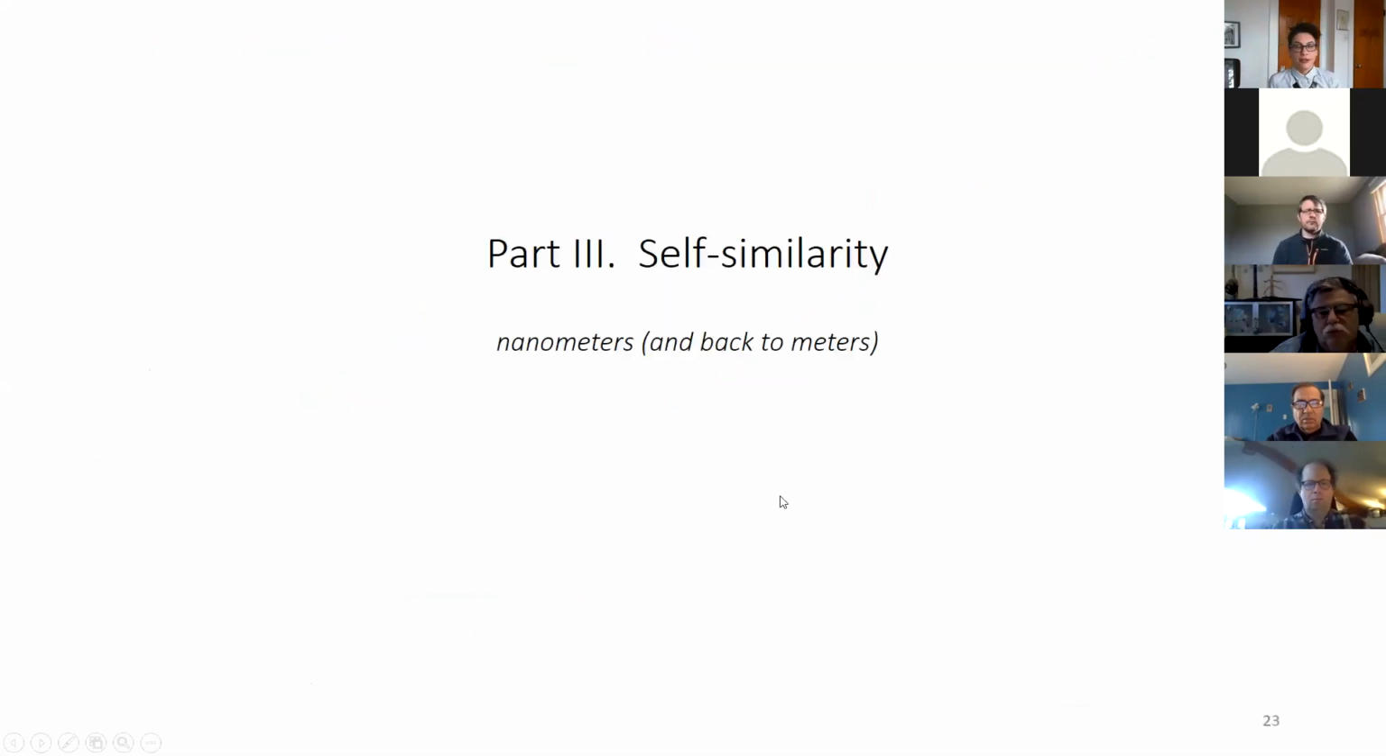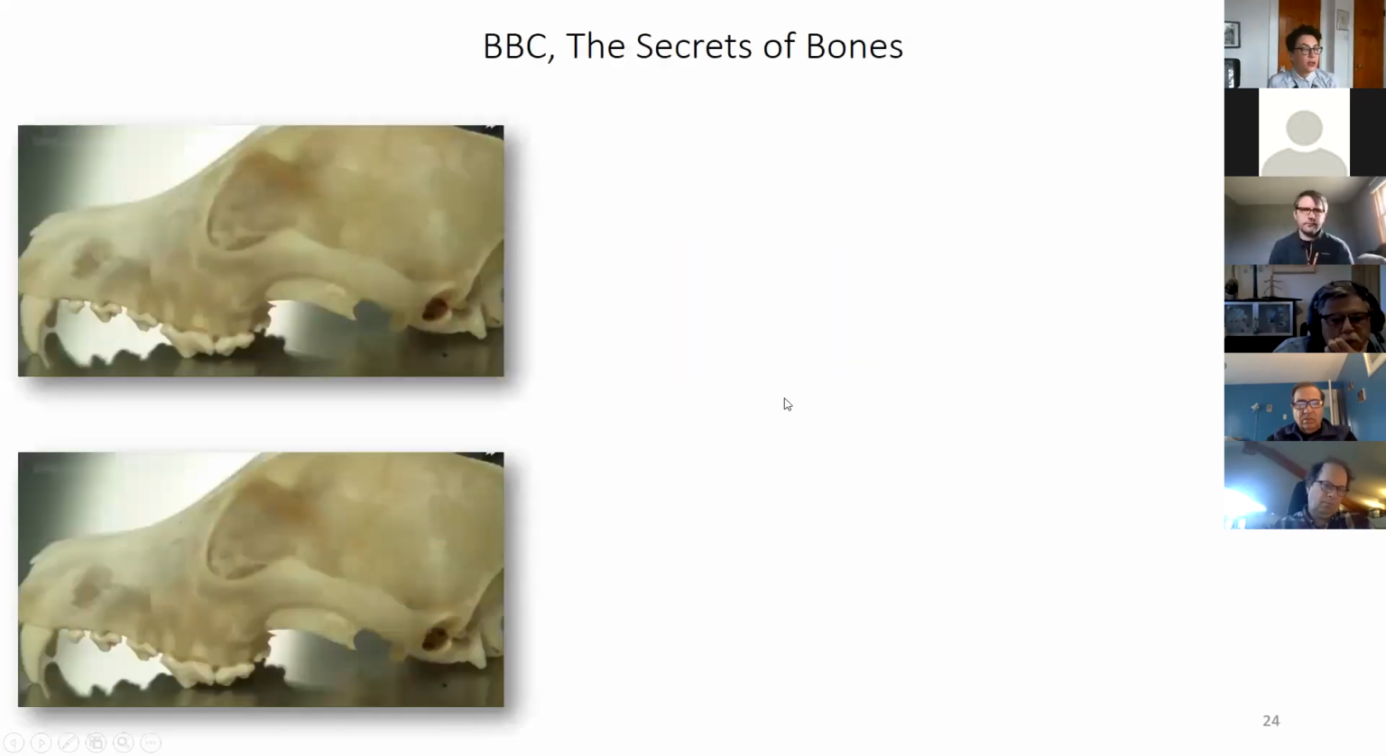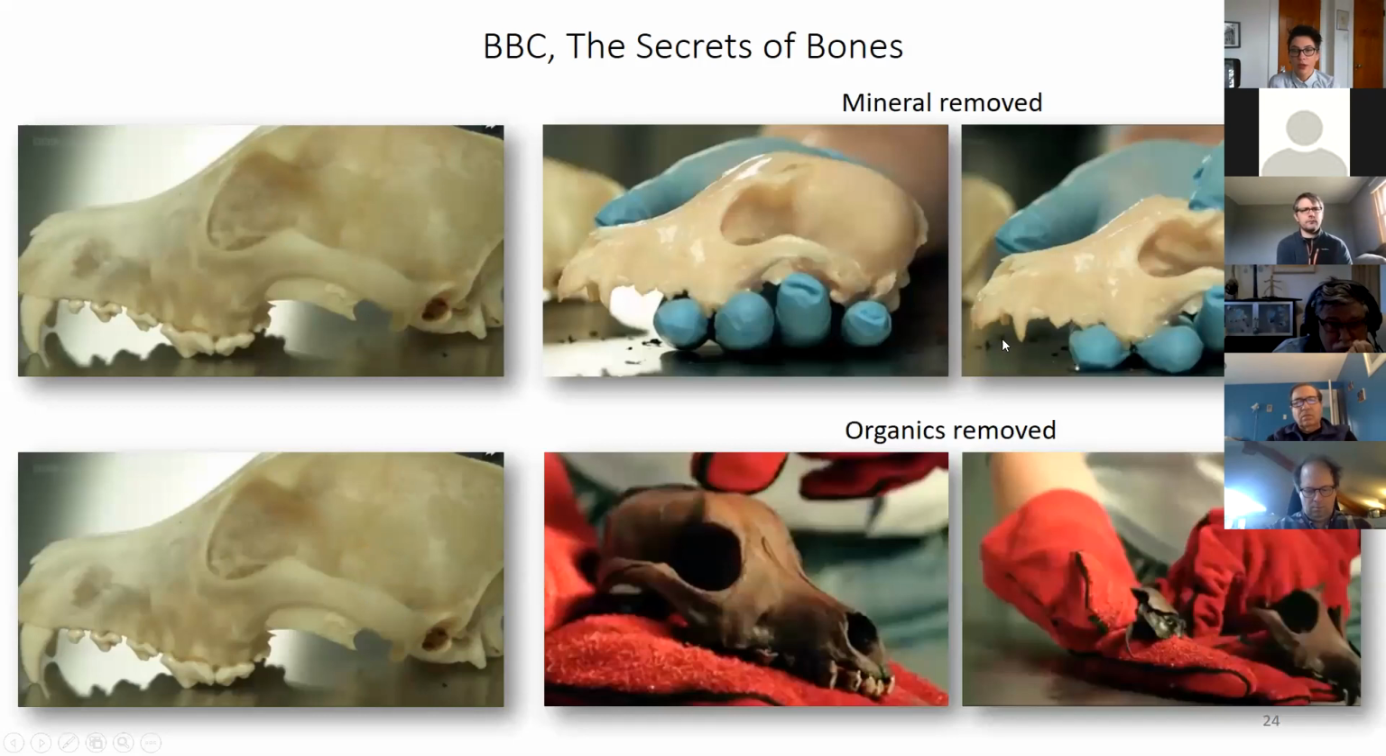So now I will switch to another scale of magnification, the scale of nanometers, and then make my way back to the level of skeletons. It happened to me to watch a very nice BBC series, The Secrets of Bones, where the operator took two skulls of small animals and treated them differently. One skull was soaked in acid to demineralize, and the other skull was incinerated in the furnace.